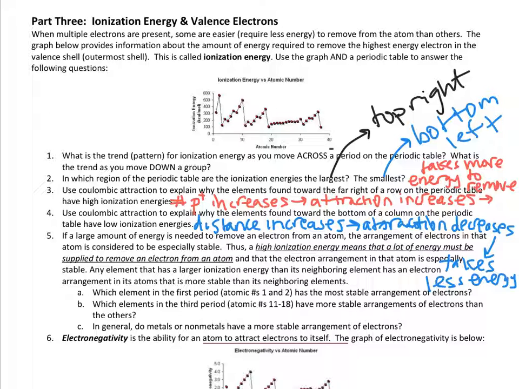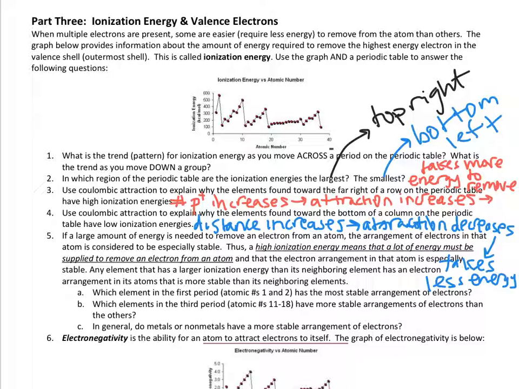If a large amount of energy is needed to remove an electron from an atom, the arrangement of electrons in that atom is considered to be especially stable. Thus, a high ionization energy means that a lot of energy must be supplied to remove an electron from an atom, and the electron arrangement in that atom is especially stable. Any element that has a larger ionization energy than its neighbors is going to have a more stable electron arrangement than its neighbors. Okay, so let's keep that in mind as we take a look at 5a, b, and c.